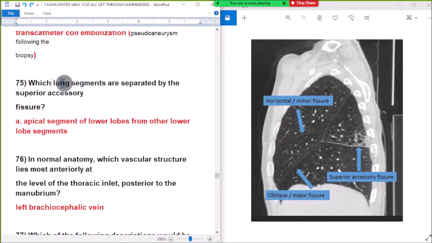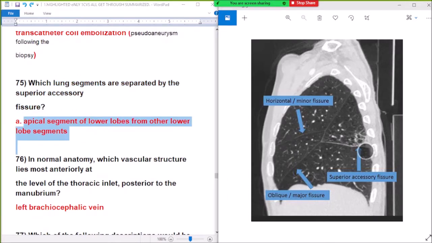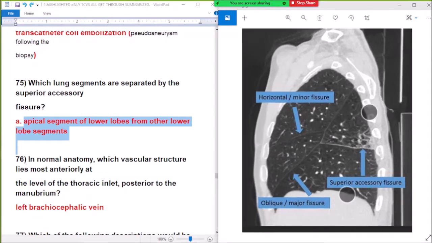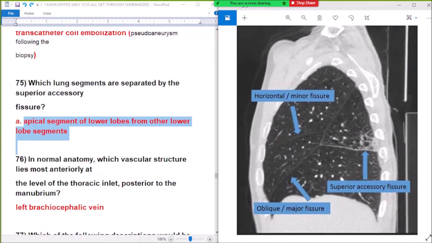75. Which lung segments are separated by the superior accessory fissure? The apical segment of the lower lobe from the other lower lobe segments. Superior accessory fissure separates the apical segment of the lower lobe from the other lower lobe segments.